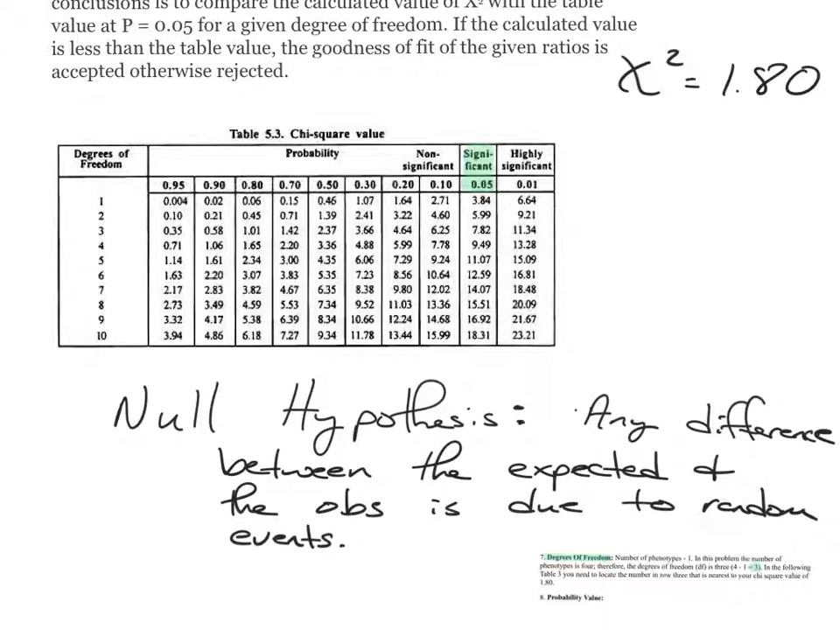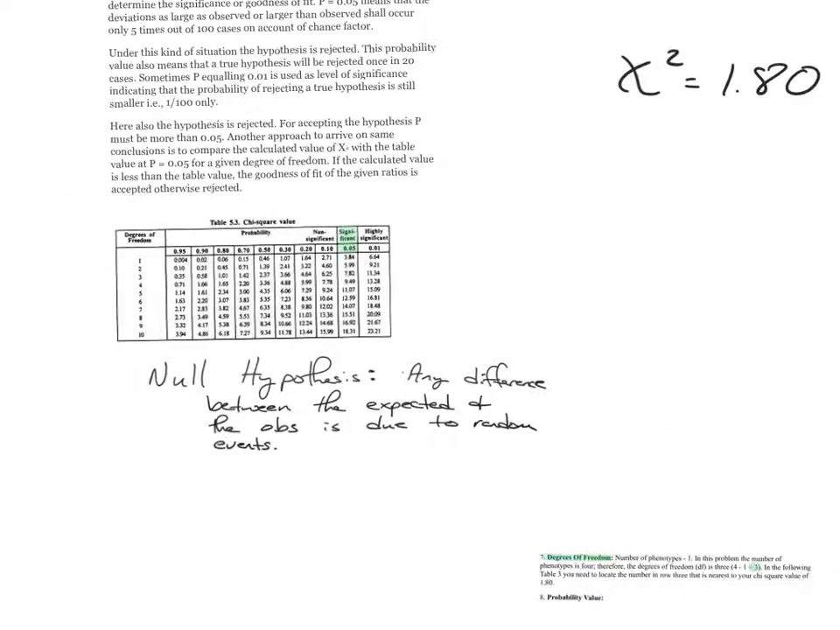Due to random events. So to be clear, that means that, another way of saying it, there is no significant difference. So there's going to be a difference, right?